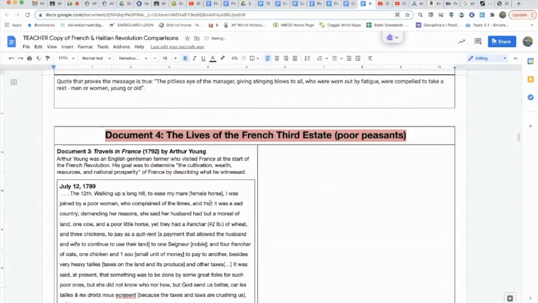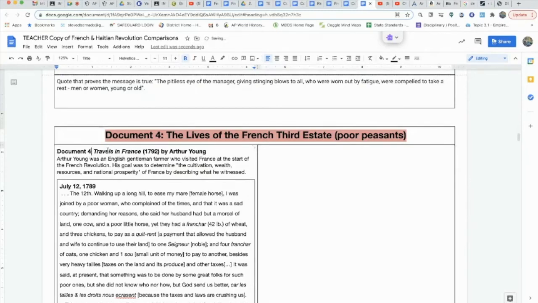Right, document 4. Now we're going back to France. Look, document 4, the lives of the French. Third estate. Oh, the poor peasants. Here is a quote from somebody who was there, living as a poor peasant. All right. So now we can look at this to see if the accuracy is similar to document 2. Now we're back in France. Whoops, this is document 4.